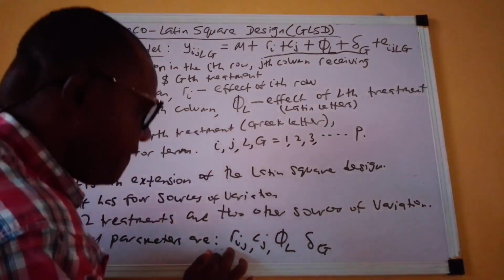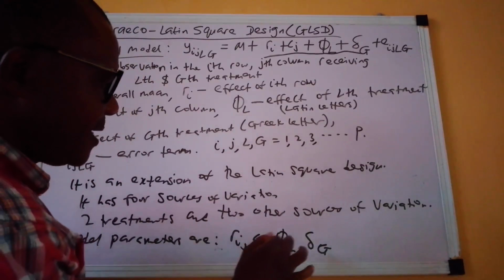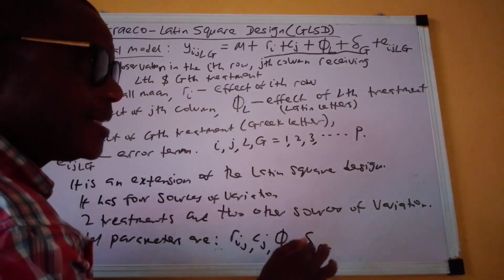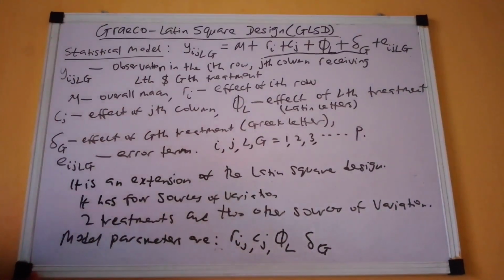This one is the row effect, this is the column effect, this is the Latin letter effect, and this is the Greek letter effect. That is what it has. So the sources of variation here are four in number. This will now lead us to having four sets of hypotheses.